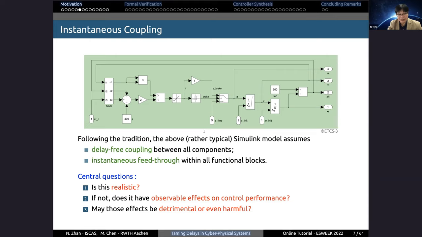If not, does it have observable effects on control performance? That means the delays may give observable effects on control performance. Also, may those effects be detrimental, even harmful, right? So let's discuss this question in detail.